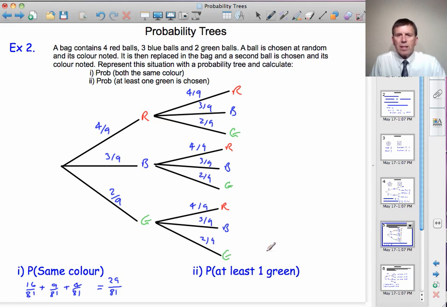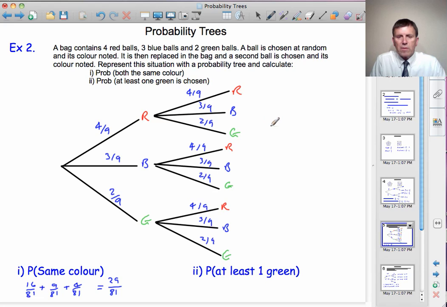Well, how can we get at least 1 green? We can get 2 greens, that's included in at least 1, or 1 green. So we could have green green, we could have green in that blue, green in that red, or we could have blue in that green, or we could have red in that green. So there are 5 different ways we can get at least 1 green. So I need to work out those 5 probabilities.